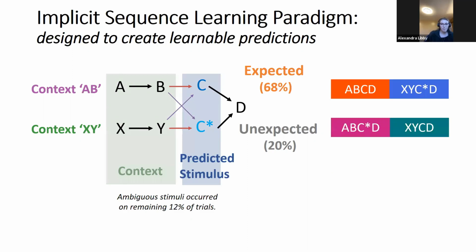I know it's a lot to remember, so whenever it's important, I'll remind you which are expected and unexpected. For now, I just want you to appreciate that it's a balanced paradigm. The animal never knows whether it's going to hear A or B, or A or X, because they occur equally per day.